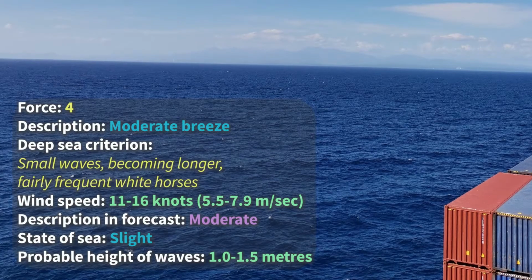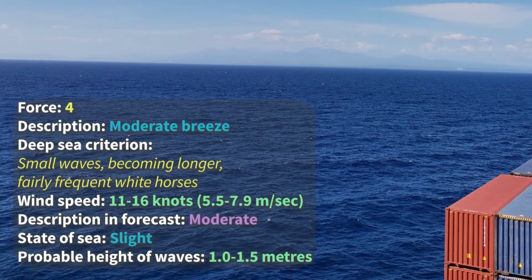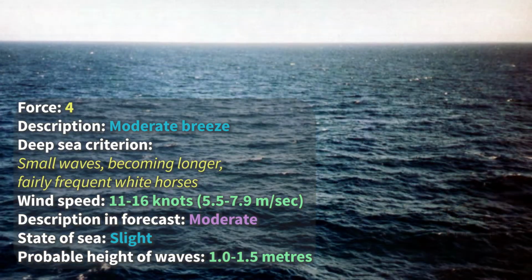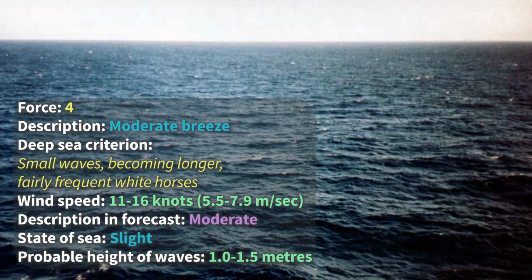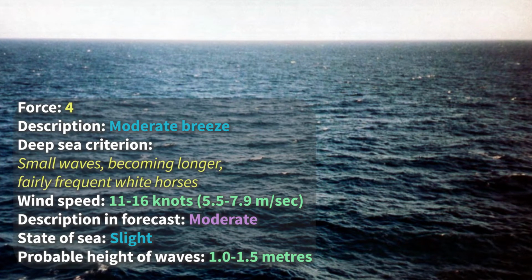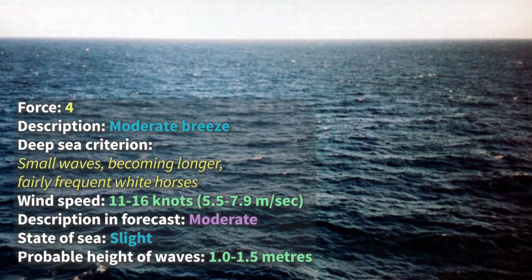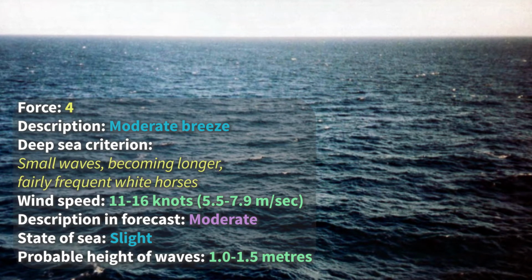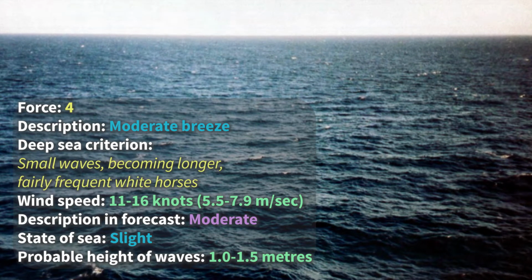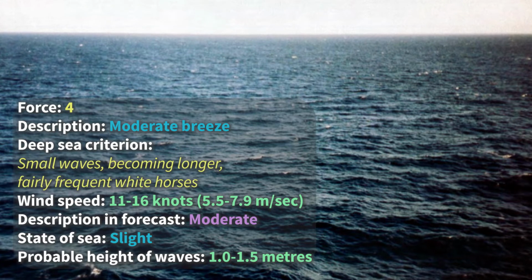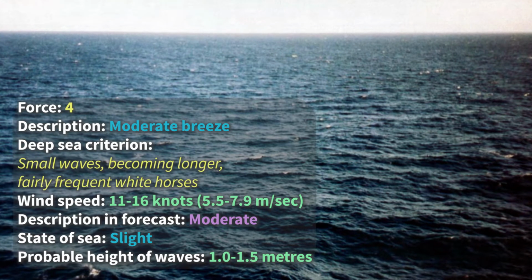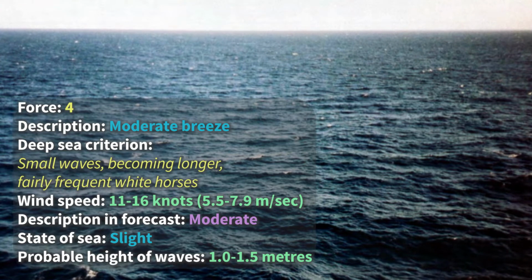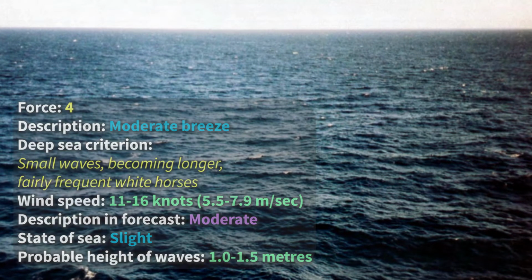Force 4. Description: moderate breeze. Deep sea criterion: small waves becoming longer, fairly frequent white horses. Wind speed: 11 to 16 knots, 5.5 to 7.9 meters per second. Description and forecast: moderate. State of sea: slight. Probable height of waves: 1.0 to 1.5 meters.